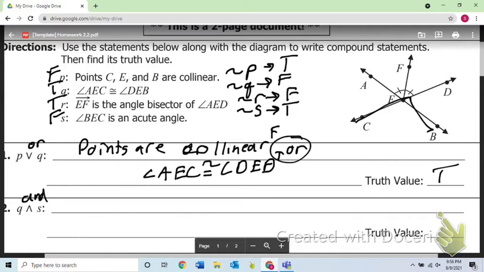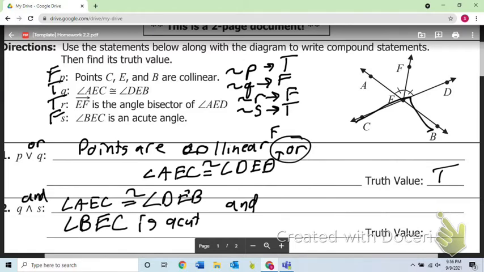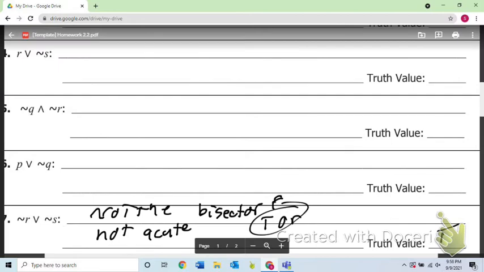Now for Q and S, it's a little bit different. Q, AEC is congruent to DEB, and because it's got the pointing up arrow, BEC is an S. Now, AEC is congruent to DEB. That's true. We already figured that out. S is false. Now, because this is and, both of them have to be true for the compound statement to be true. Here, one of them is false. Therefore, the entire statement must be false.